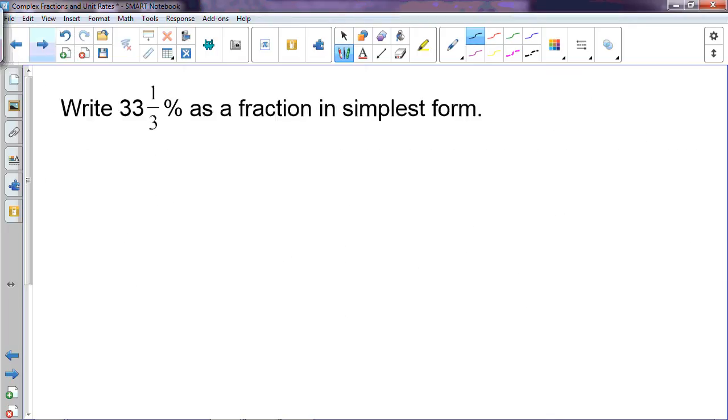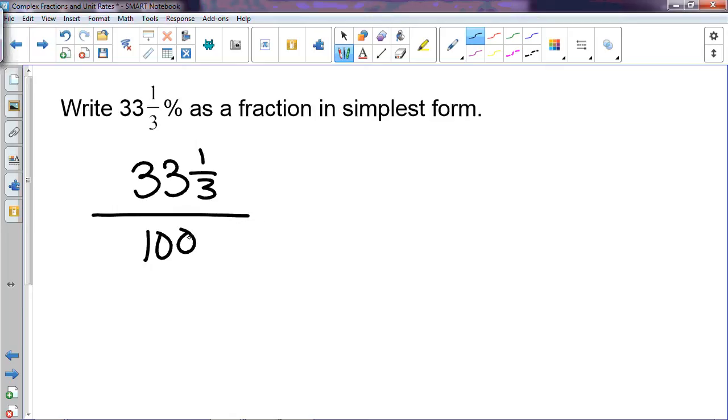All right. One more example. Write 33 1/3% as a fraction in simplest form. So, percent. Why don't we think of the definition of a percent? What makes a percent? Well, it's something out of 100. So if it's out of 100, I can easily get rid of that percent sign by taking the percent and putting it over 100.